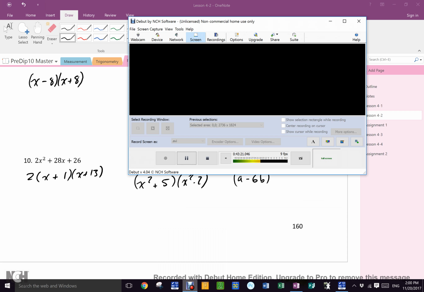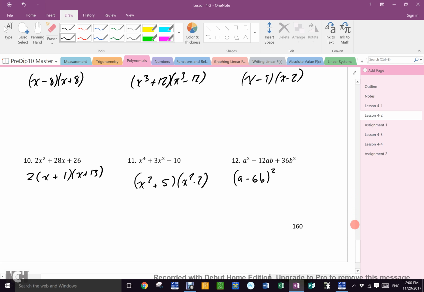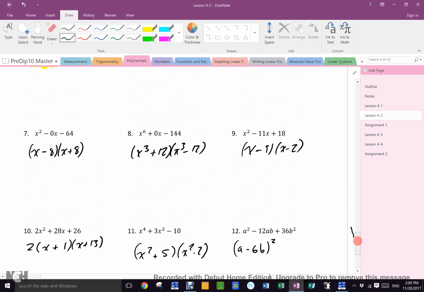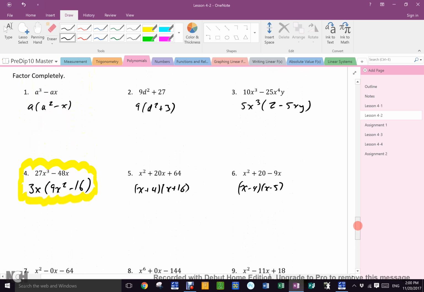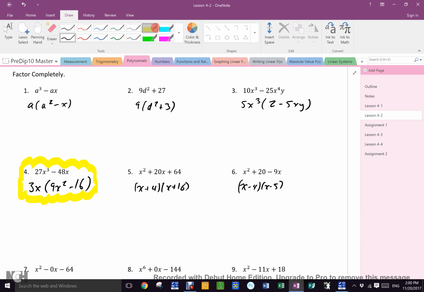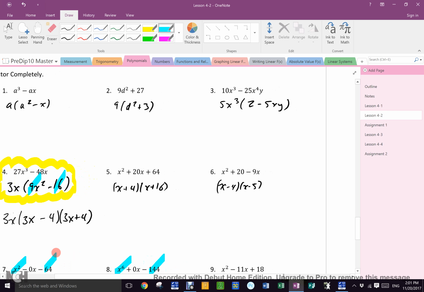Can we go back to number 4, the one with the highlight? We're coming back to that later. Well, no, we could look at it right now. You guys should be able to figure it out. 9x squared can be simplified to be 3x times 3x minus 4, bracket 3x plus 4. Right? Because hopefully you noticed it's squared, just like squared. Excellent. All right.